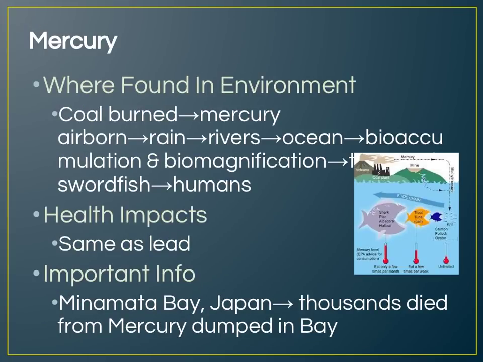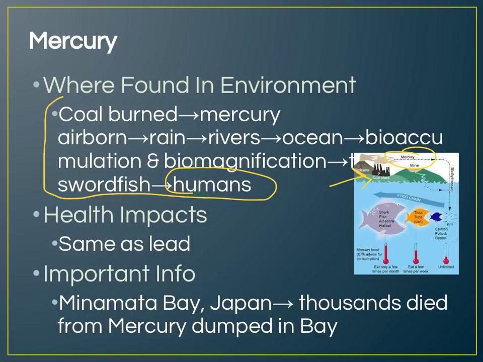The next toxin that you need to know about is mercury. So we have this big, huge progression of how it gets into humans, and you do need to memorize the whole chain of events. So mercury is actually found in coal. So how does it get into humans? Well, we burn coal to make electricity. You'll learn about that later in chapter 19. So the mercury becomes airborne, and you can see it from the picture over here. So we burn the coal, the mercury becomes airborne.